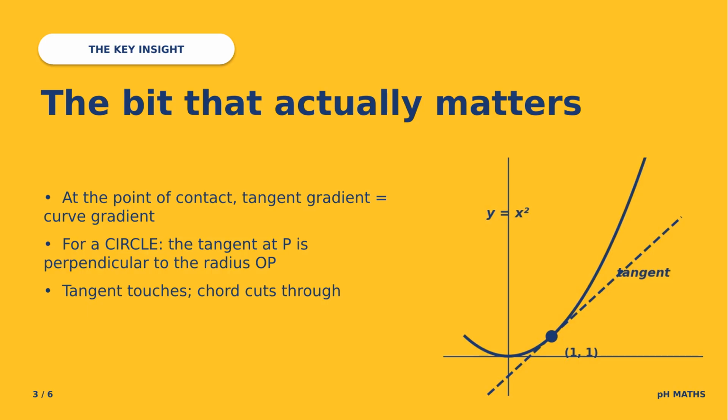Key insight: for a curve, find the gradient of the curve at the point of contact, using differentiation at A-level or by inspection at GCSE. That's the gradient of your tangent line, and for a circle, the tangent gradient is the negative reciprocal of the radius gradient, because they're perpendicular.